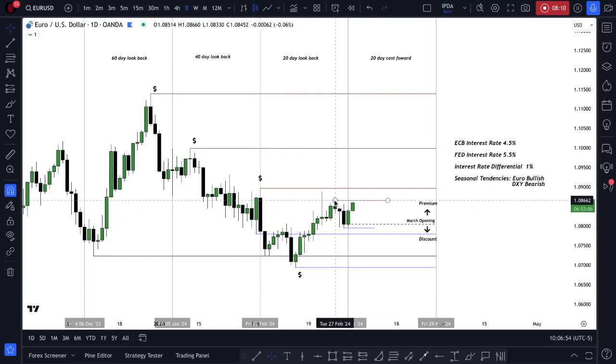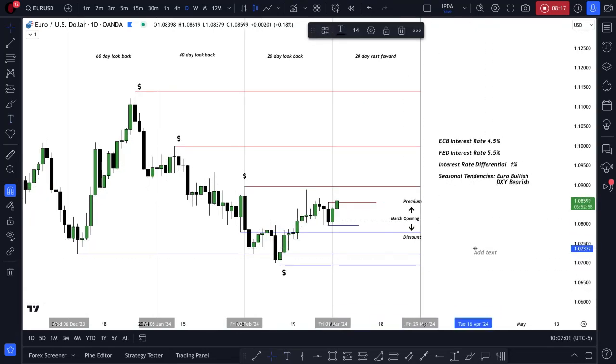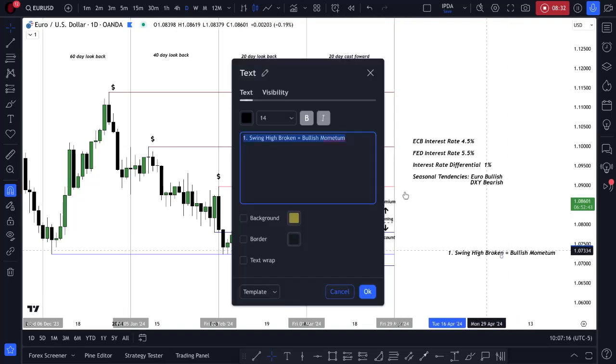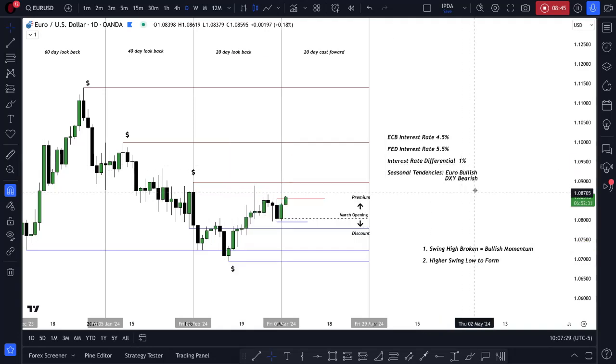And it looks like we did break a swing high here. So we've already started the trend formula. So let's write that down here. So one, we got a swing high broken, which equals what? Bullish momentum. Step two, what do we need next? We need a higher swing low to form. Now that's all we're waiting for now.